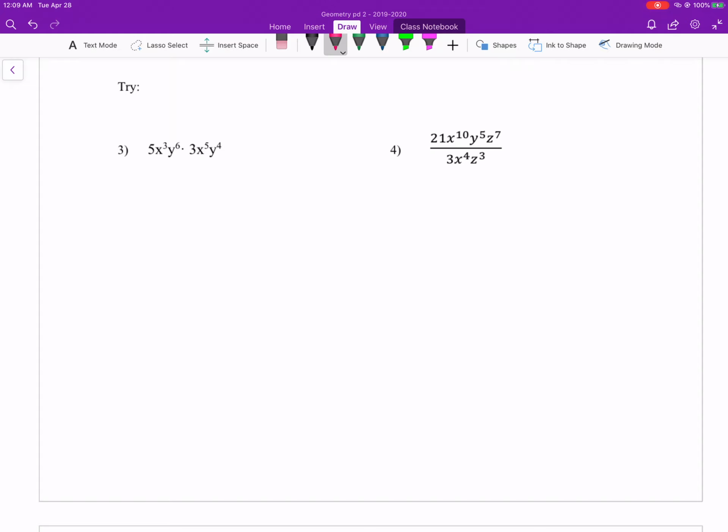So we have 5x to the 3rd, y to the 6th, times 3x to the 5th, y to the 4th. Multiply. 5 times 3, just 15. And now your x's, x to the 3rd times x to the 5th, is x to the what? It's x to the 3 plus 5. So you're adding those exponents, which would be 8. And then y to the what? Add those exponents. So y to the 6th times y to the 4th is y to the 6 plus 4, which is 10. Done.